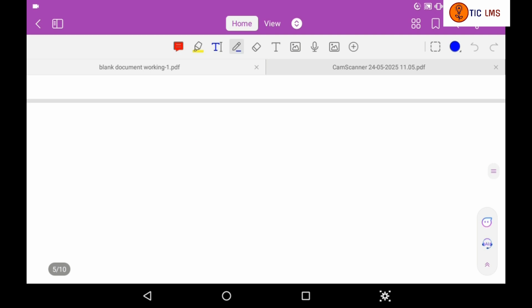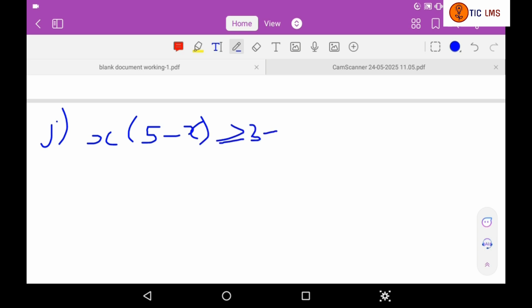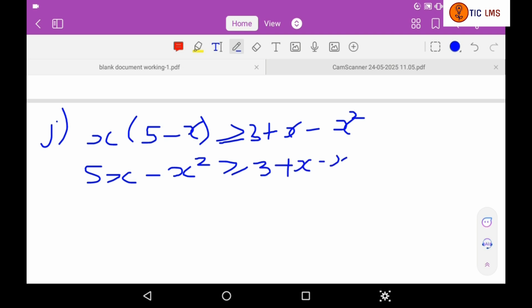Here we are solving G now. We have x into brackets 5 minus x greater or equals to 3 plus x minus x squared. Now, do not be afraid. Just do what you can do at first. The first thing you can do here is to open the bracket. So that's what we do first. x times 5, that gives 5x. Then x multiplied by negative x gives us negative x squared. And then greater or equals to 3 plus x minus x squared. We've successfully taken out the bracket.